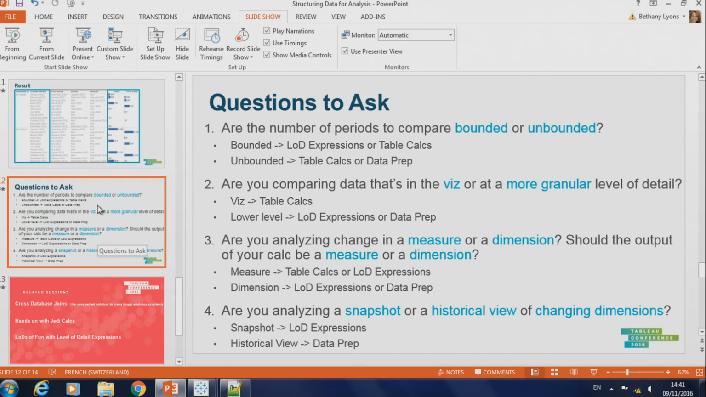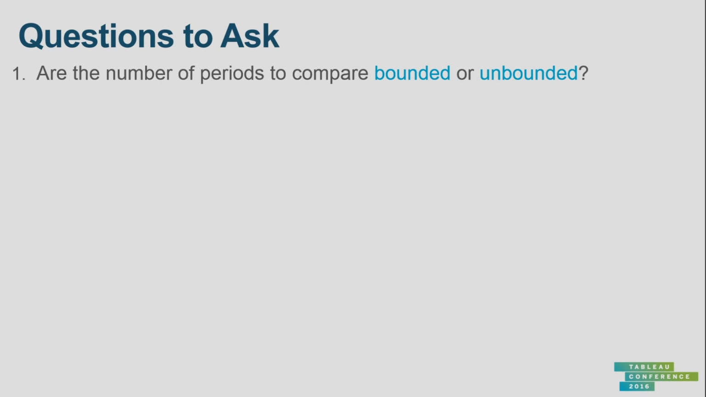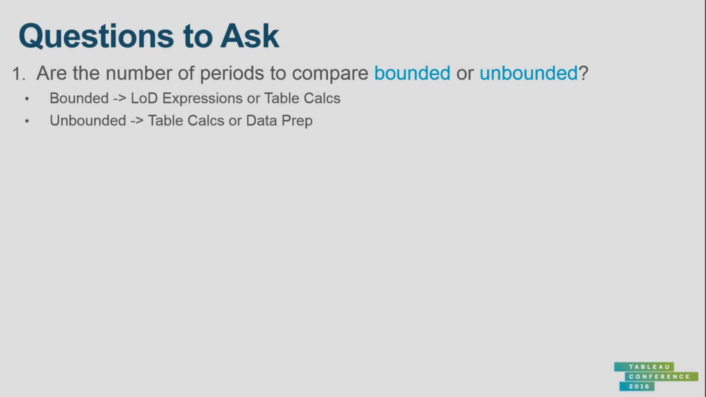So now to wrap up, I just want to give you guys a quick cheat sheet of what are the things that you should be thinking about asking when you're trying to decide, is a problem easy or hard? Is it a table calc or is it a data prep problem? So the first one is, are the number of periods you're trying to compare bounded or unbounded? So you saw in that first example, if it's compare the first purchase date to the second purchase date, we can do it with LODs. But whereas if it's compare every interval across time, and I don't know how many intervals there are, then it's unbounded. So for bounded problems, we can use level of detail expressions or table calculations. For unbounded, we saw that LODs are not the way to do that, and so look at using table calcs or data prep.